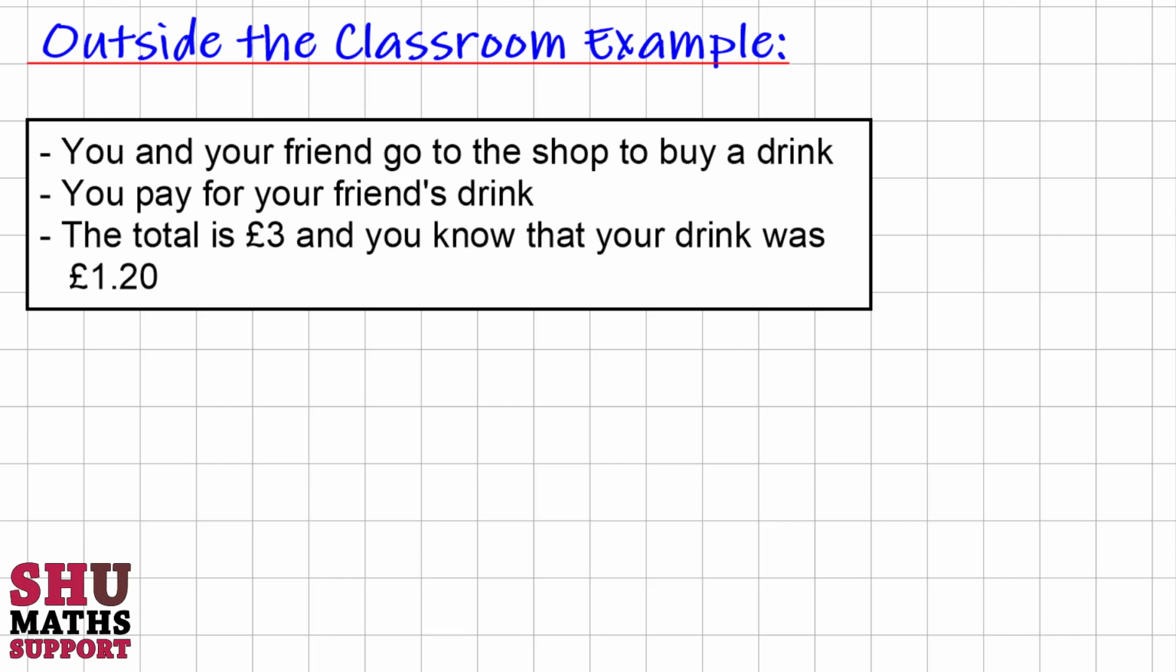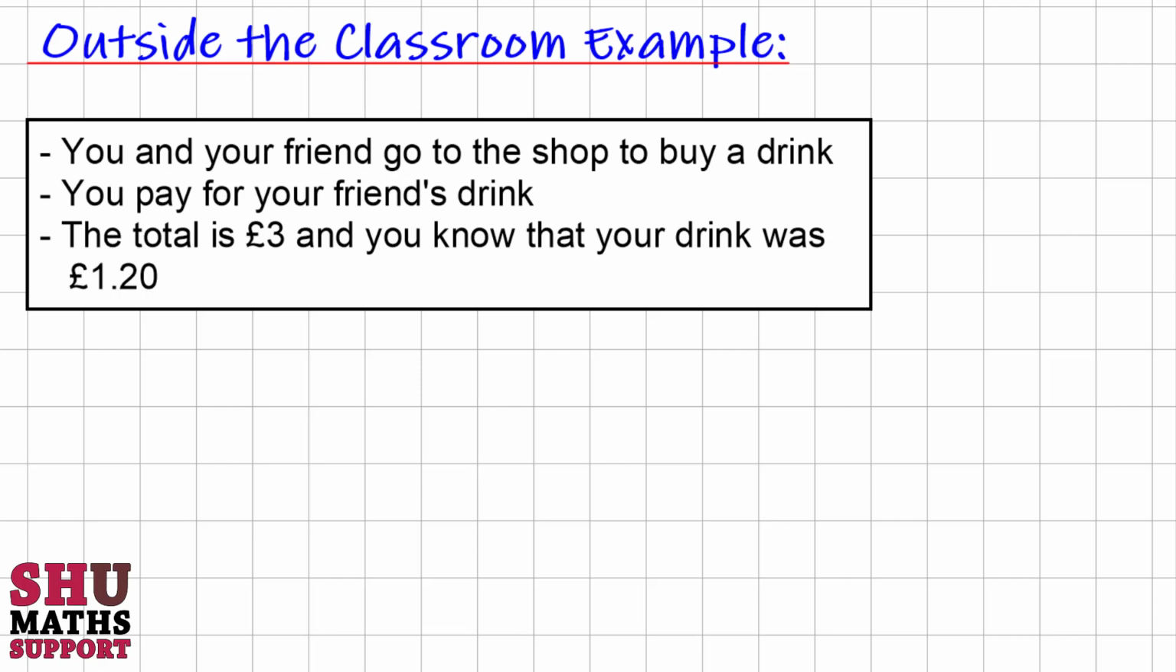Now it should come as no surprise that your friend's drink would have been £1.80, and you probably worked this out without really thinking about it and got the answer straight away. But you've actually formed an equation without thinking about it and then rearranged it to find how much your friend's drink was. You would have done this really quickly and you wouldn't have realised what you've actually done.